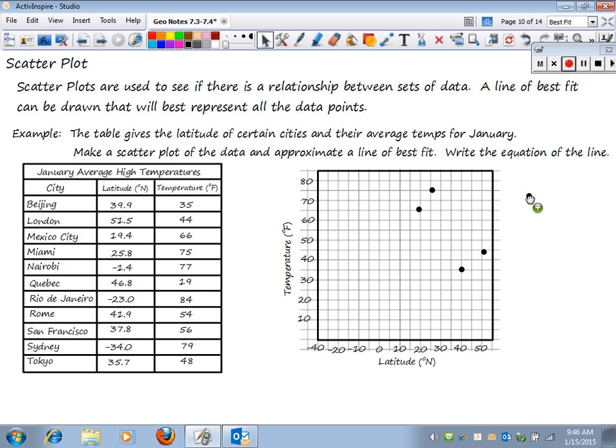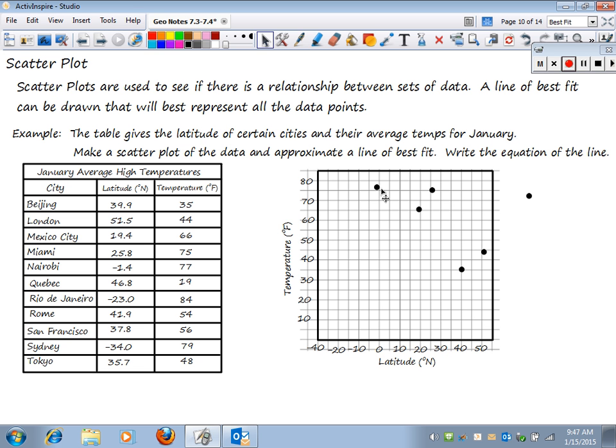Nairobi is negative 1.4 latitude. That means it's pretty close to the equator, because the equator is in the middle, and negative 1.4 would be just below it. So it's going to be really close to zero, just on the left side of zero, and then up to 77. So that's just above the Miami temperature. Actually, we put that a teeny bit higher. Right about there.